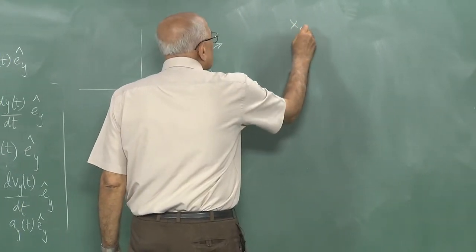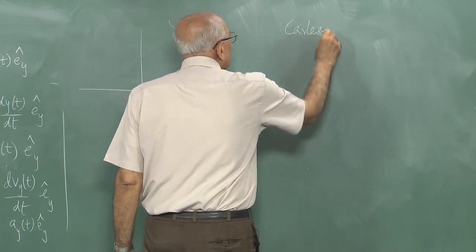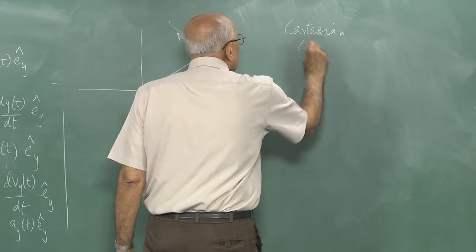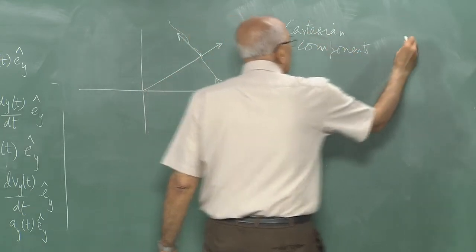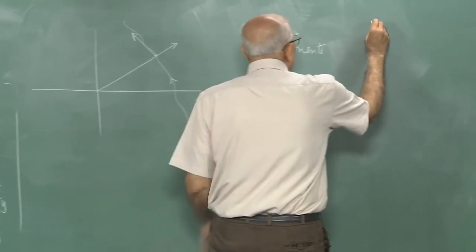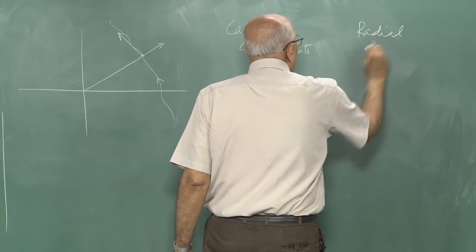We have x and y components, Cartesian components, and then we have polar coordinates components. So this is radial and azimuthal.